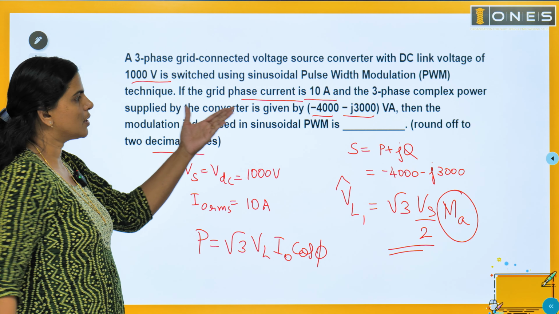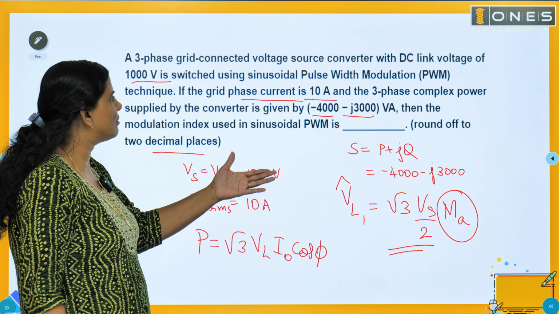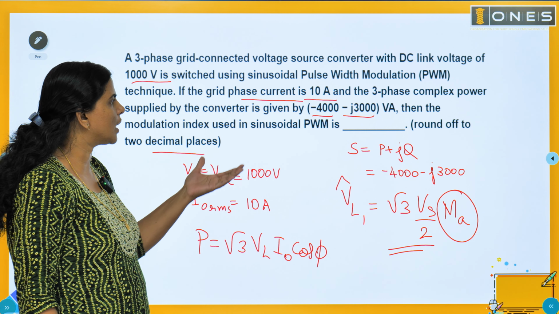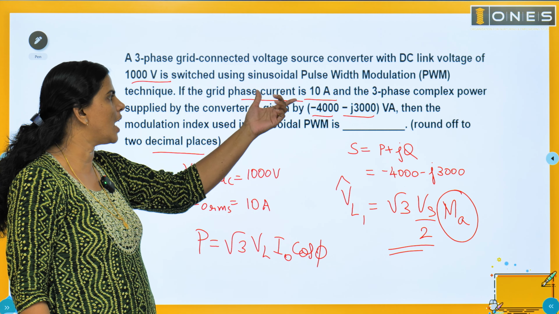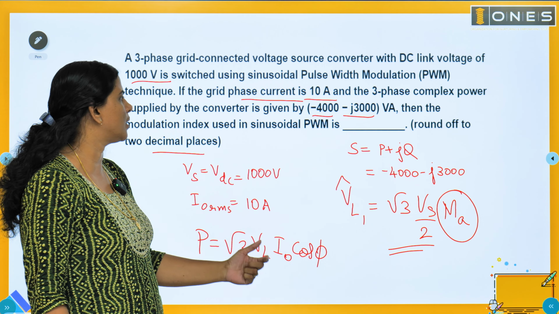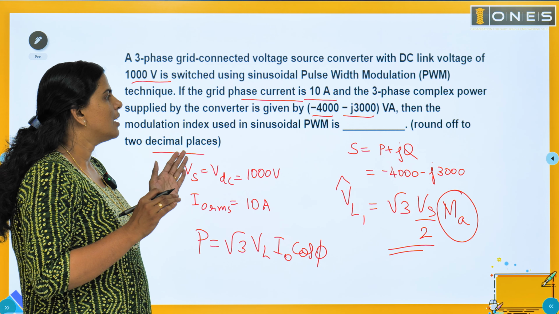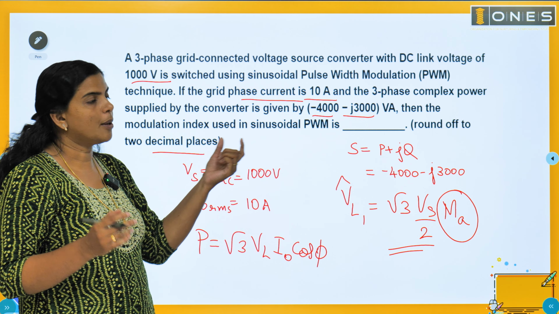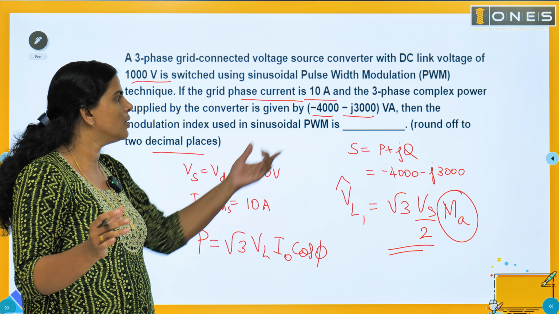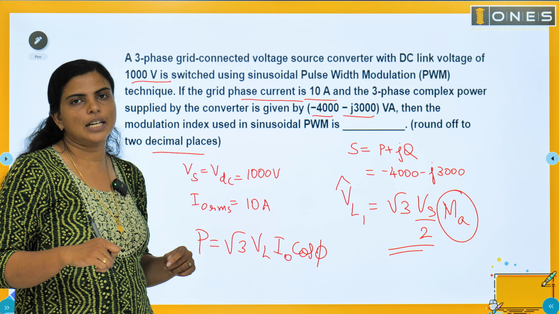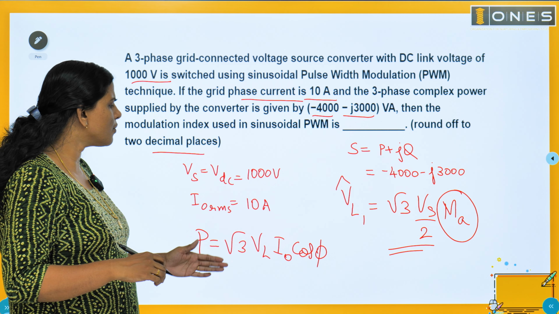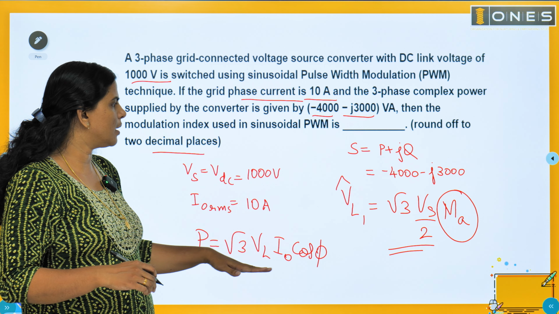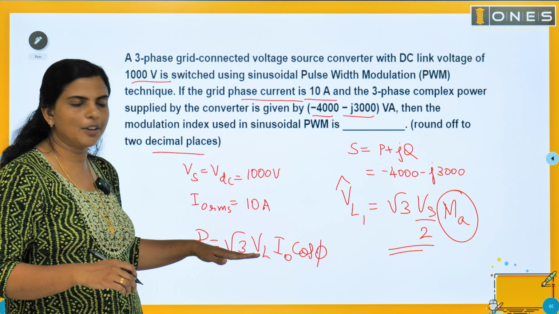So, question ഒന്നും കൂടെ നോക്കാം. ഒരു 3-phase voltage source converter ആണ്. DC link voltage 1000 volt ആണ് തന്നിട്ടുണ്ട്. Sinusoidal pulse width modulation ആണ്. RMS value of the phase current 10 ampere ആണ് തന്നിട്ടുണ്ട്, and the complex power transferred from source to load when the modulation index is a particular value അത് തന്നിട്ടുണ്ട്. അപ്പോൾ ആ മോഡുലേഷൻ ഇൻഡെക്സ് ആണ് കണ്ടുപിടിക്കാൻ പറഞ്ഞത്.